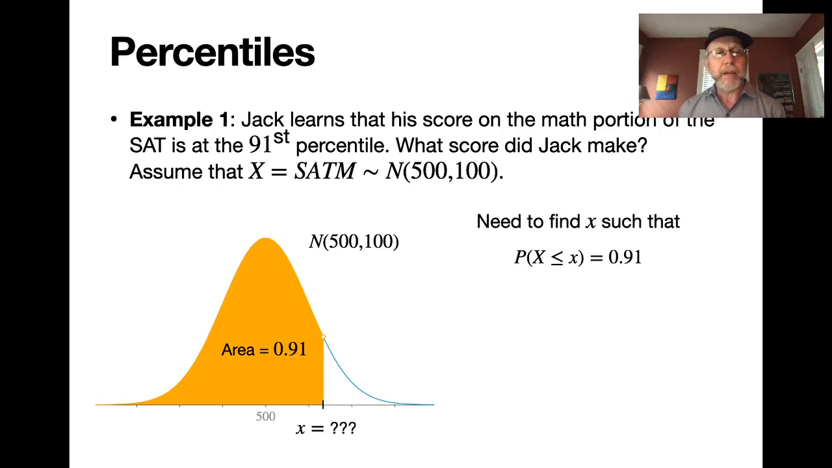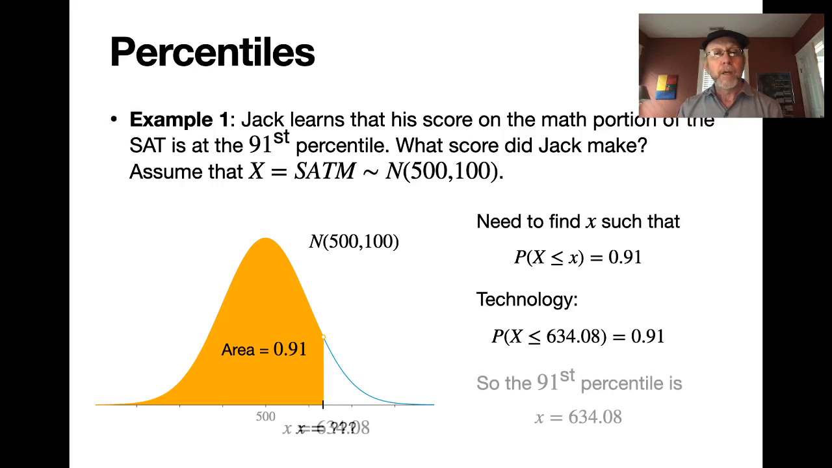So we need to find the value of x such that the probability of all values represented by capital X there, less than or equal to little x, is equal to 91% or 0.91. So using technology, we can get the answer pretty quickly. Turns out that little x equals 634.08, which is the value that has a left tail probability of precisely 0.91. So we would say that the 91st percentile of the SAT math scores occurs at a score of 634.08.